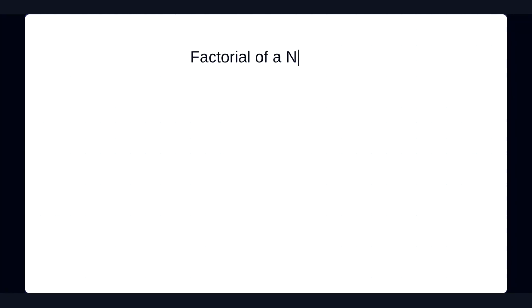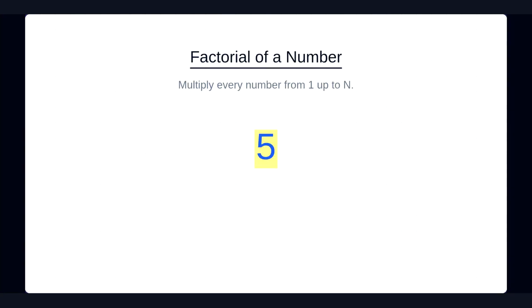The factorial of a number n, written n with an exclamation mark, is the product of every whole number from 1 up to n. So 5 factorial is 1 times 2 times 3 times 4 times 5, which is 120. It grows very quickly. We want to compute it for any n by multiplying our way up.